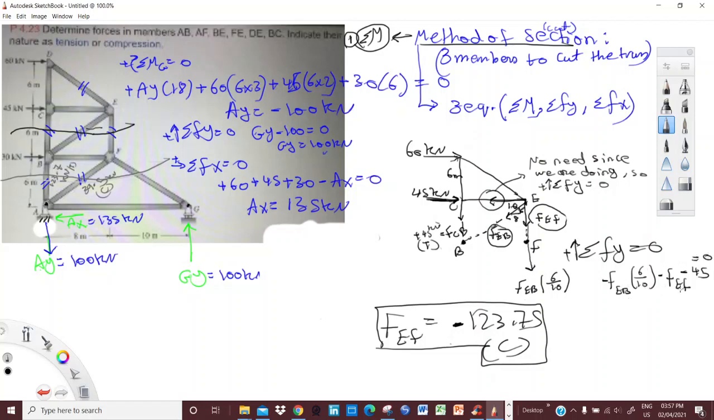Yes, guys. You have force. We did summation of Fy equal to 0. Right now it's minus FEF. As I told you, it's compression, so I will put FEF as negative 123.75. So it will be negative 0.6 FEB. Negative times negative will be positive. 123.75 minus 45 equal to 0.